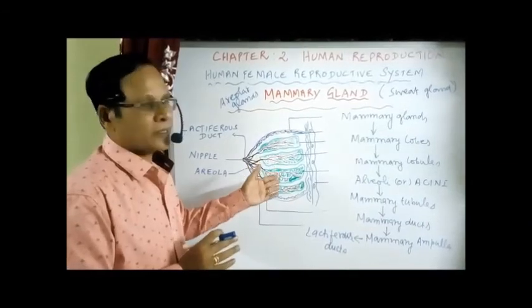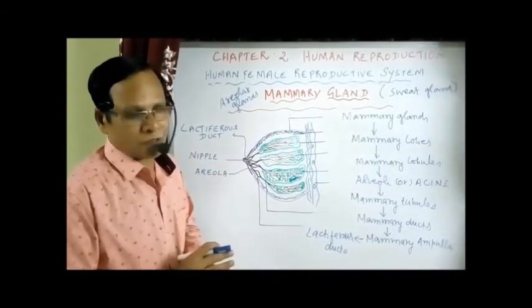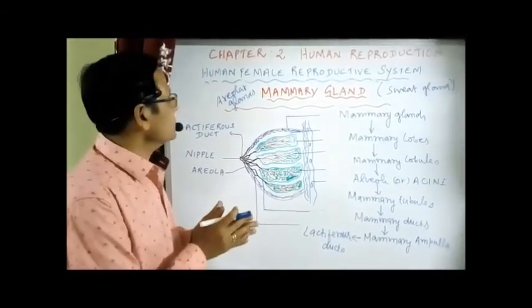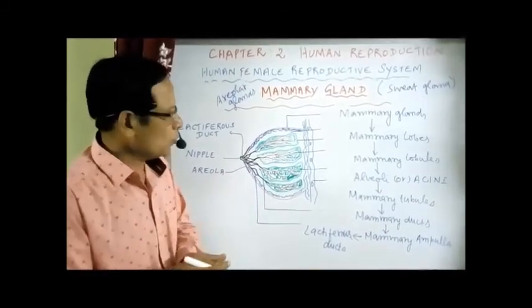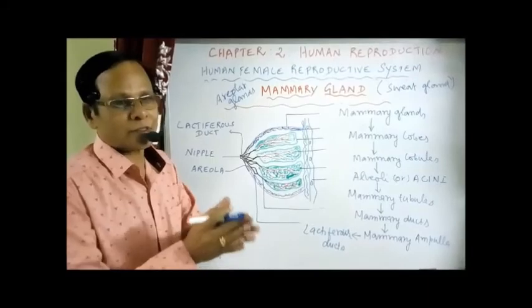That's about the mammary glands associated with the female reproductive system. I have already concluded the female reproductive system along with the male. We have to proceed towards gametogenesis.